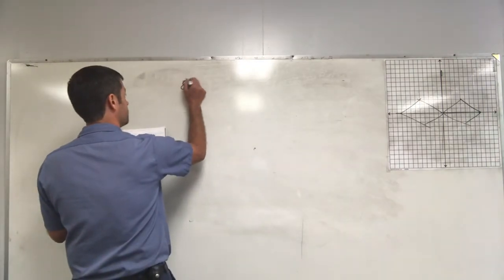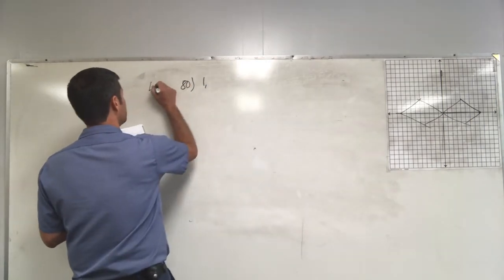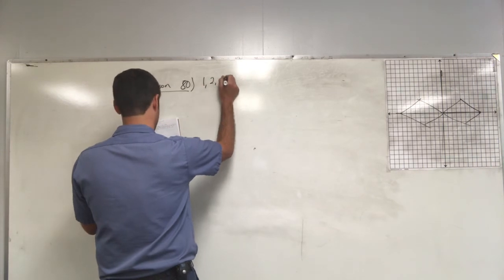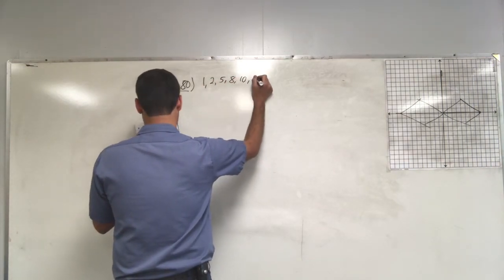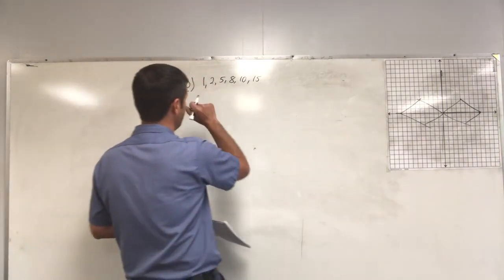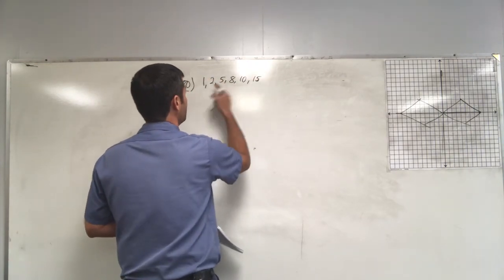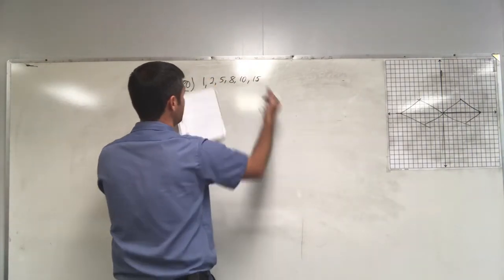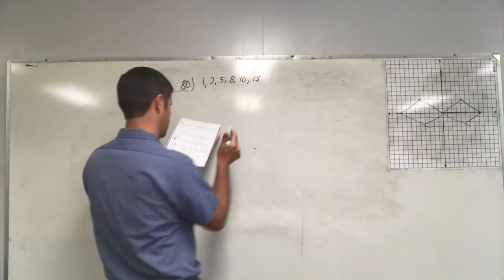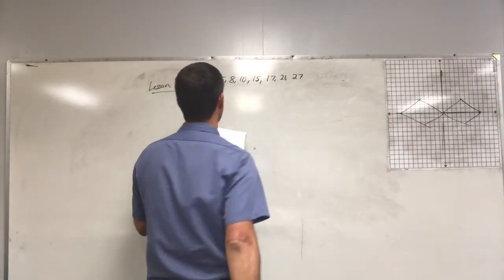Investigation 80, your homework is 1. Lesson 80, not investigation 80. Lesson 80, your homework is 1, 2, 5, 8, 10, 15. And if you're like some other students in the past, about the time I'm starting to write these numbers out, they're trying to see patterns in my numbers. That's great to do, but I'll tell you there is no pattern for this. So we're not done yet. 15, 17, 21, and 27. That is your homework for lesson 80.